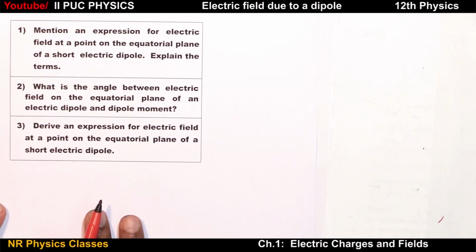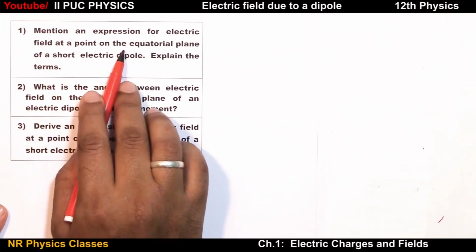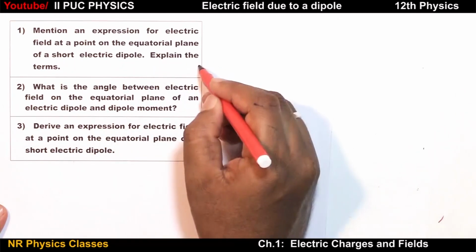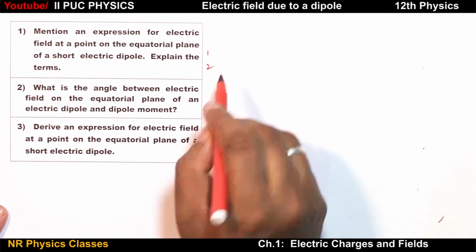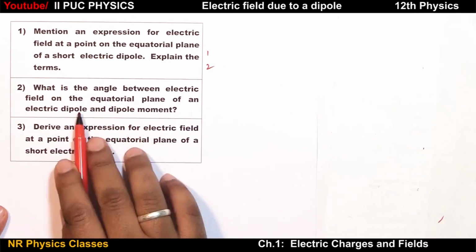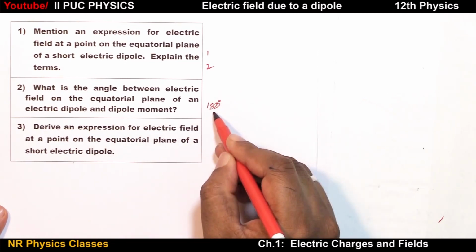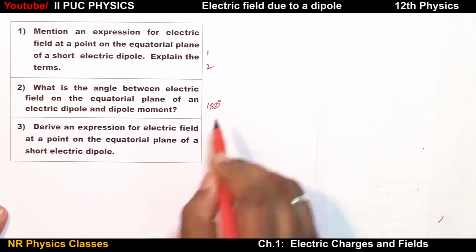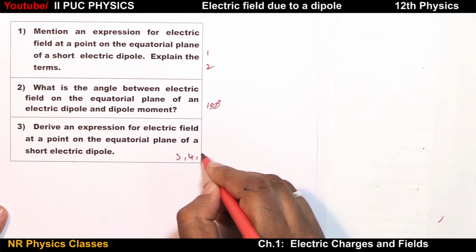Similarly, mention an expression for electric field at a point on the equatorial plane. Expression, then explain the terms. 1 mark or 2 marks. What is the angle between electric field and dipole moment on the equatorial plane? Theta 180 degree. Electric field and dipole moment are opposite. Derive an expression: 3, 4 or 5 marks.